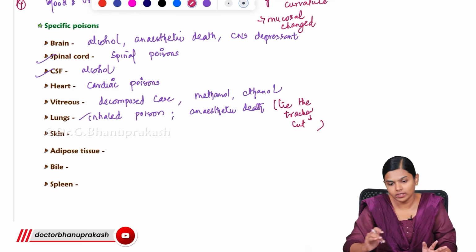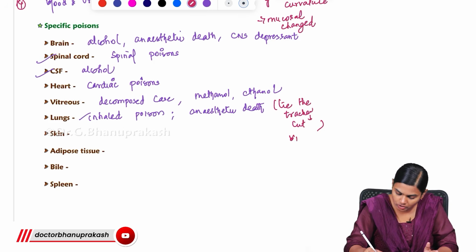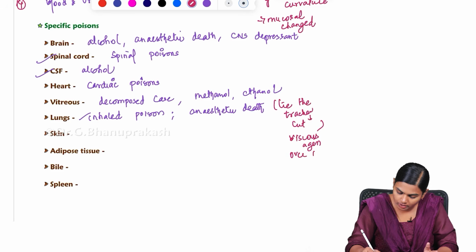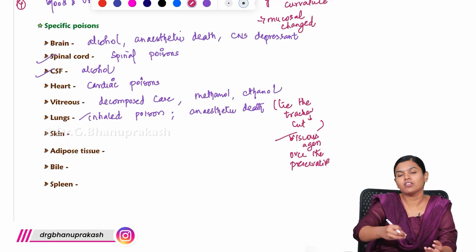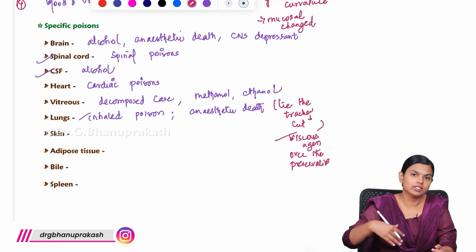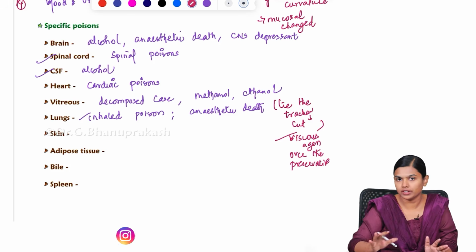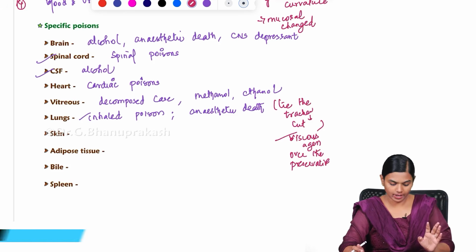And over that solution, you have to pour a viscous agent over the preservative. Why we are doing this is so that the air from the lung should not escape. So we will just pour the viscous agent over the saturated solution of common salt. So this is how lung is preserved for inhaled poison.